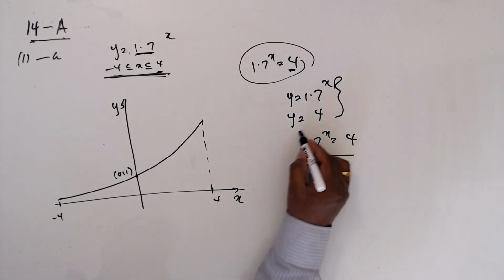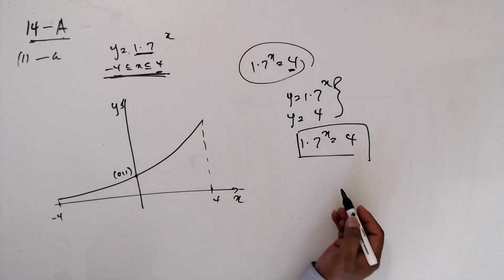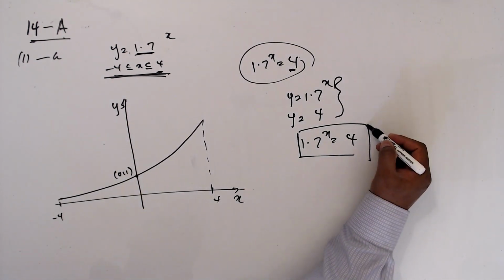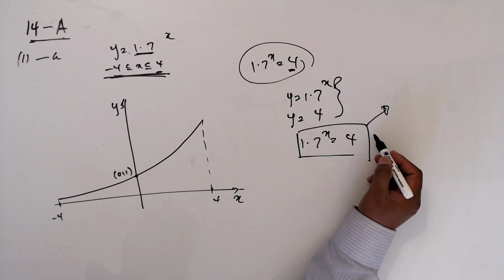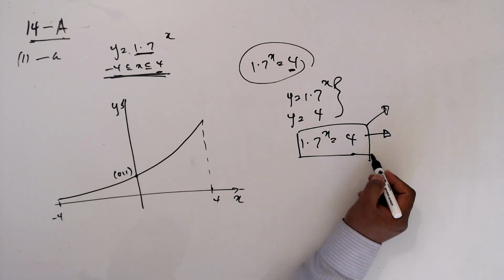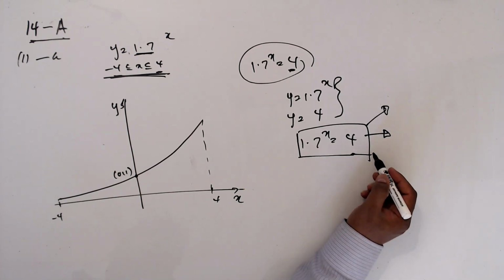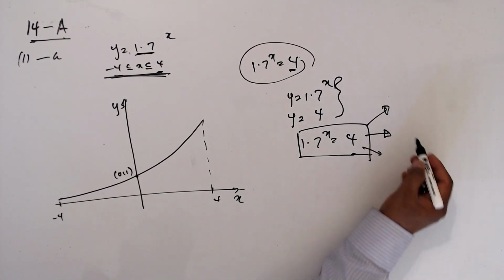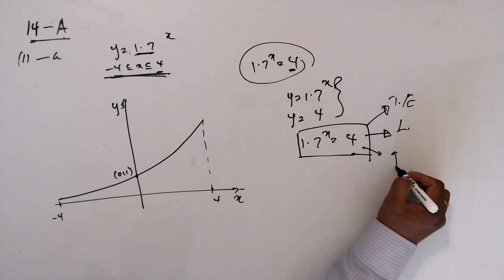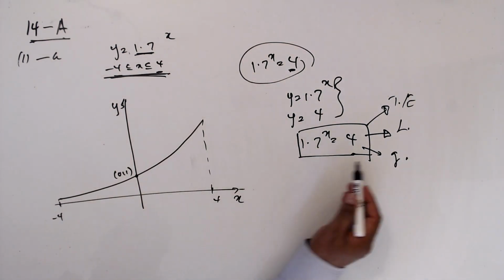Now, one way is trial and error. Another method is to apply logarithms, which you will learn later. Another one is the graph. Trial and error, logarithm, and graph. So we are using the graph method.